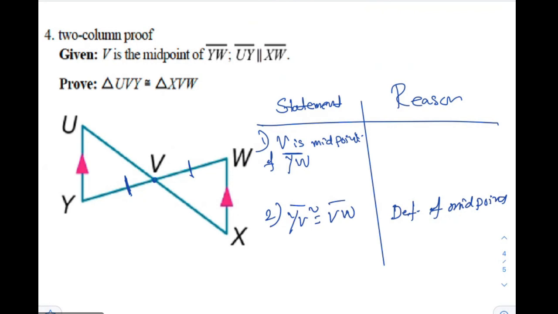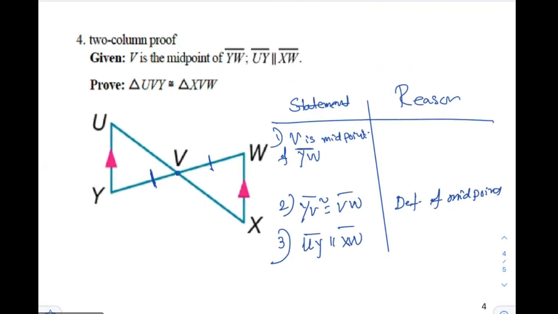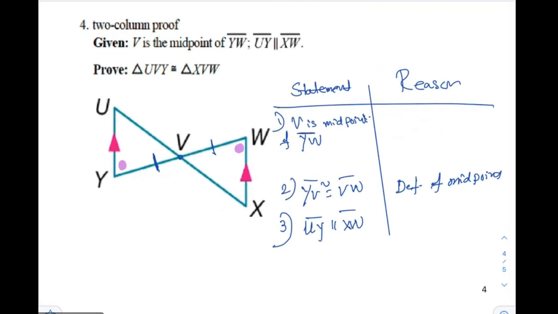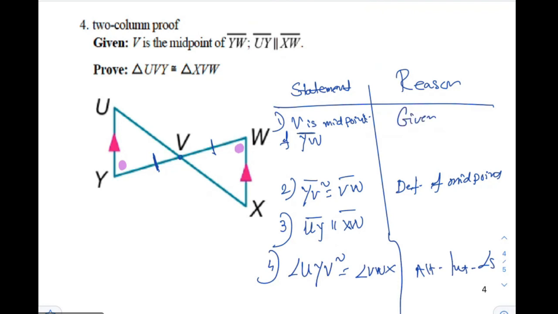Okay, what else is given? We are also given UY is parallel to XW, and it is shown here by arrows. So we should think about angles directly. This angle is congruent to this angle by the alternate interior angles theorem. So we can say that angle UYV is congruent to angle VWX using the alternate interior angles theorem. This is given, of course.